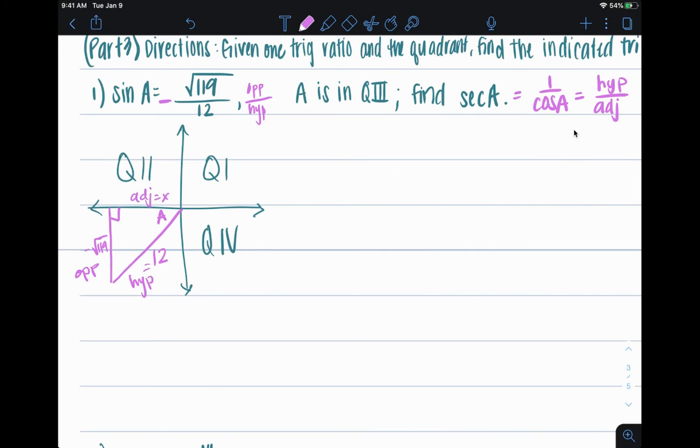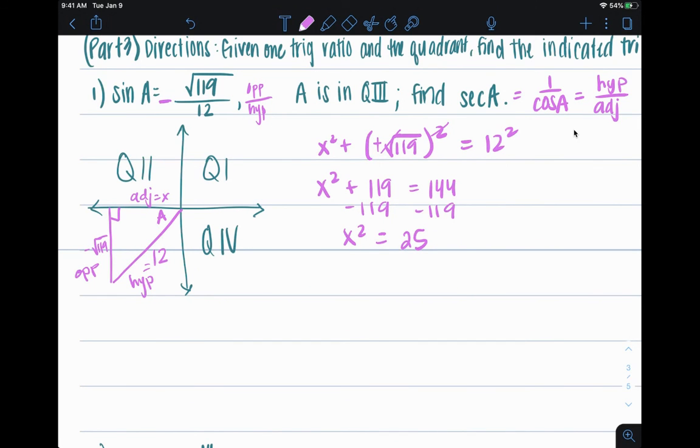So let's find x. X squared plus our negative square root of 119 squared is equal to our hypotenuse squared, which is 12 squared. All right, then let's solve. These will cancel out. This will become positive, so x squared plus 119 is equal to 12 squared, which is 144. Subtracting 119 from both sides, x squared is equal to 25. Take the square root. Remember, whenever you take the square root, x can be equal to positive or negative of that number. So the square root of 25 is 5, but it's also negative 5.